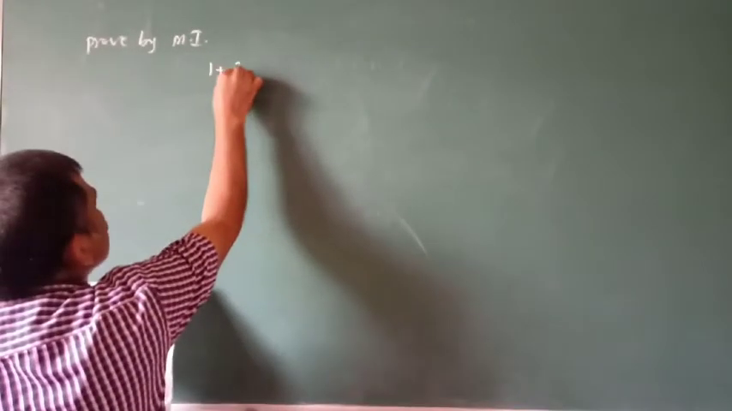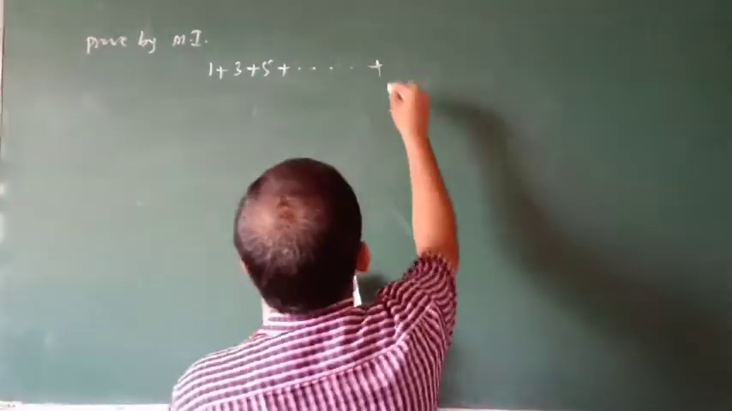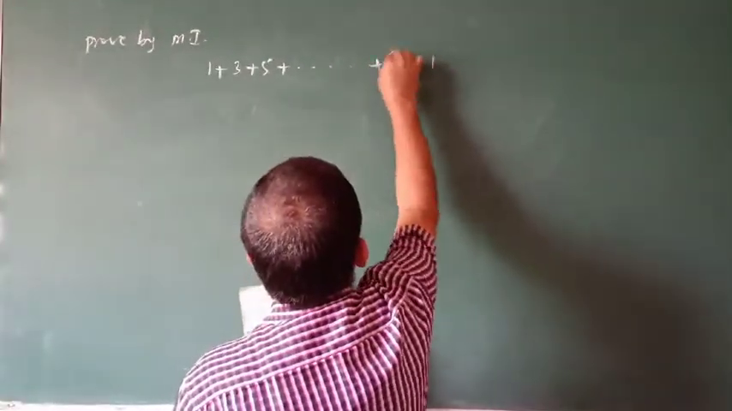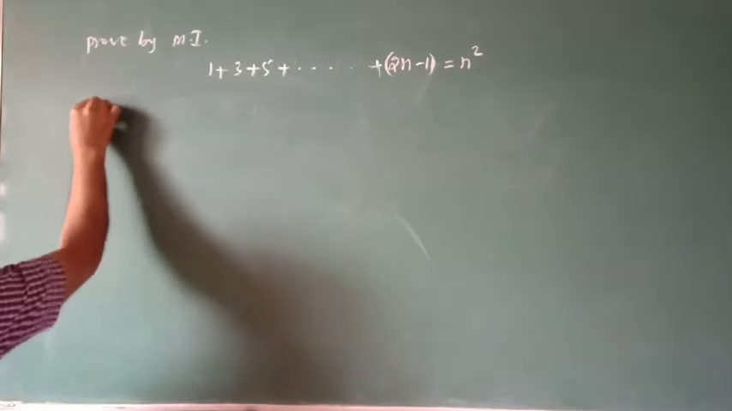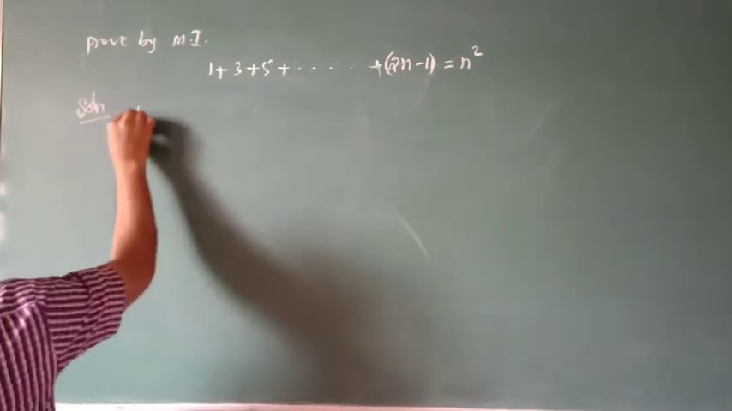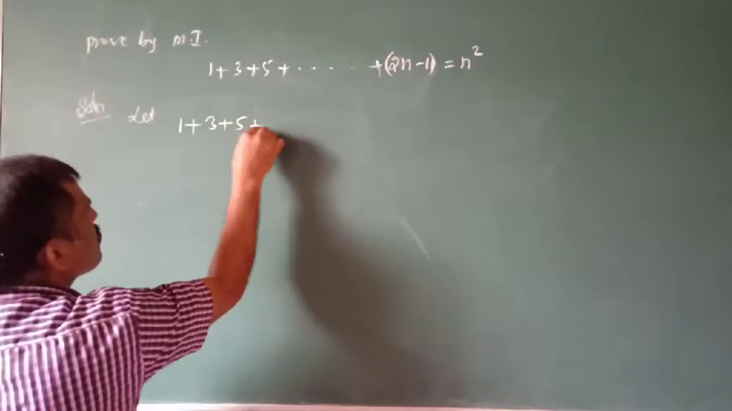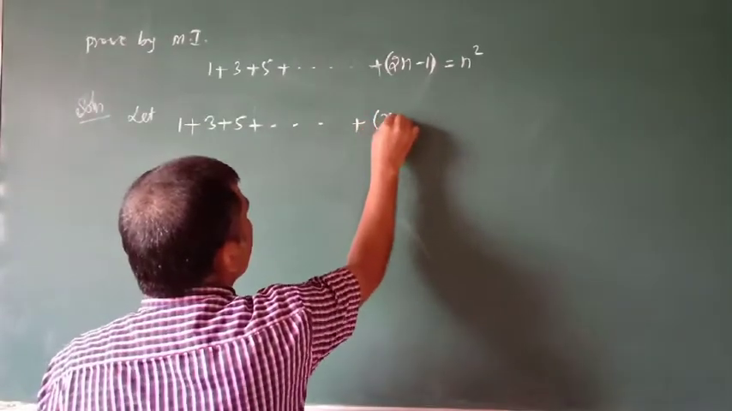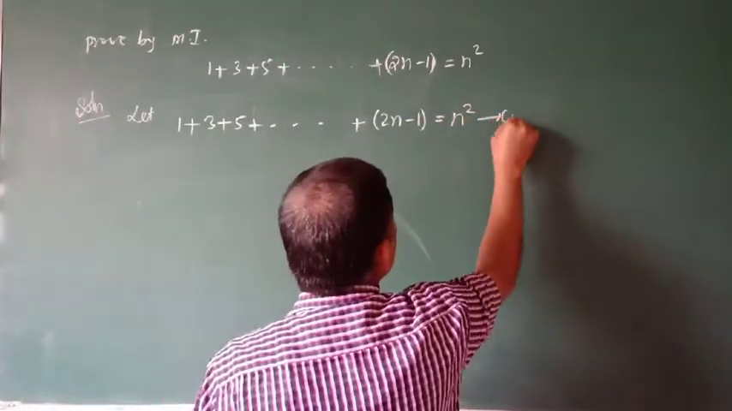1 plus 3 plus 5 plus so on plus 2n minus 1 equal to n square. Okay, so for the solution, let the equation 1 plus 3 plus 5 plus so on plus 2n minus 1 equal to n square be equation 1.